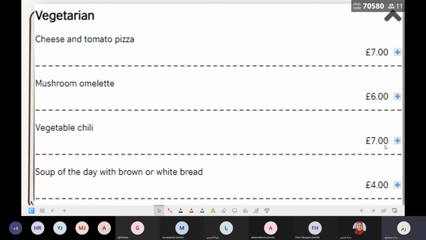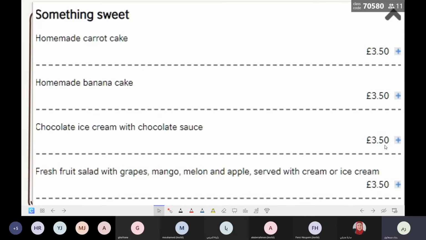Okay, if you finish your course, you want to eat something sweet, what we call dessert. Here are the different choices, okay? You can order homemade carrot cake, 3.50 pounds, okay? Homemade banana cake, 3.50 pounds. Chocolate ice cream with chocolate sauce, 3.50 pounds. Fresh fruit salad with grapes, mango, melon, and apple, served with cream or ice cream, 3.50 pounds.